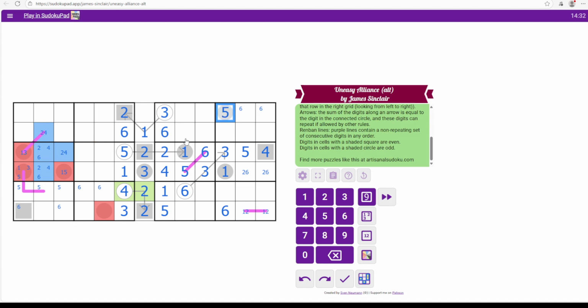Oh, that's a 5. Okay, so that places 5 there. Then there's only 1 5 left in this one, and it is there. Okay, so 5's in this one. Cannot go there. Cannot go there. Cannot go in those. Cannot go here. Cannot go there.